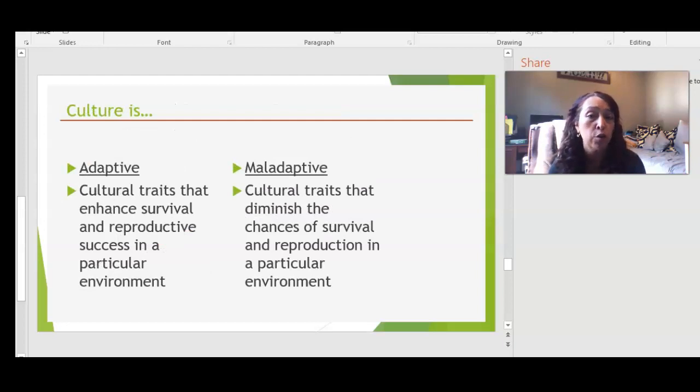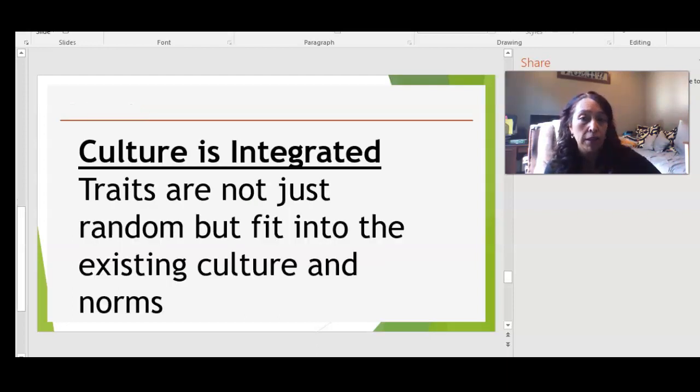Another characteristic of culture is culture's always adaptive. You need to increase your chances of survival and reproduction in a given environment, right? An adaptive cultural trait would be wearing a seatbelt. So in case you're in a car accident, it's going to increase your chances of survival. Maladaptive is going to diminish those chances of survival and reproduction, sort of like drug addiction or alcoholism. We're all not drug addicts or alcoholics, right? However, those kinds of behaviors are going to diminish your chances within a given environment.